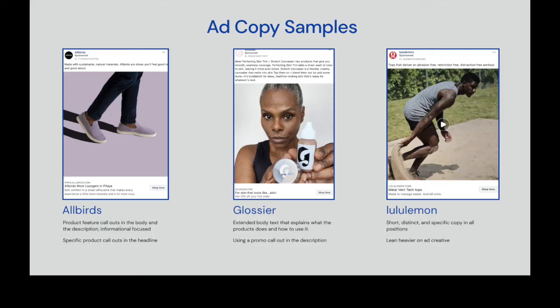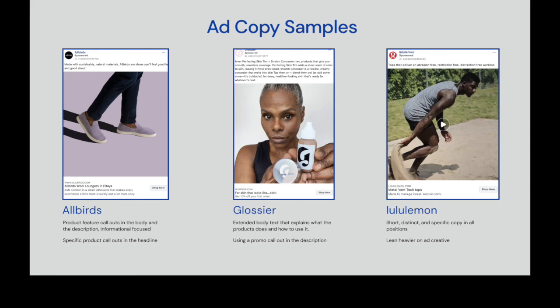And then we pulled some ad samples here. Obviously, the far right one here with this Lululemon is the video, so you can't see it. But we want to just talk about the ad copy here. So we used an Allbirds one previously, but they do a really great job with all of their ads. Their imagery is super clean. In this one, they've got product feature call outs in the body and the description. It's really informational focused. And then they've got another product specific call out in their headline. So their headline is speaking specifically to the product that you can see in the image.